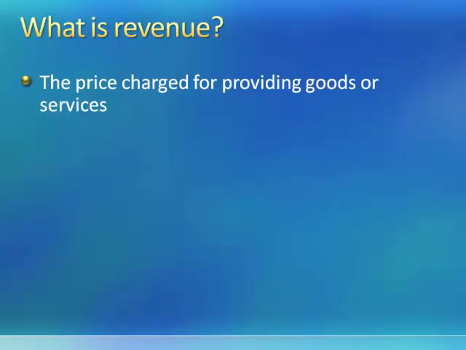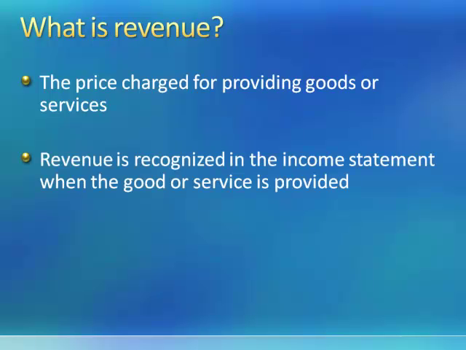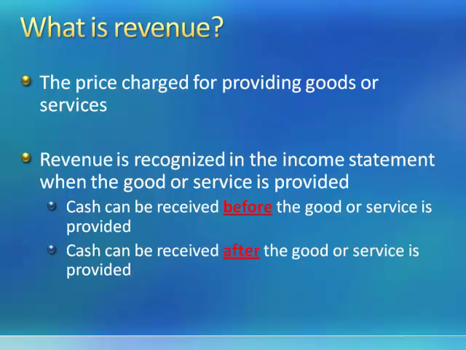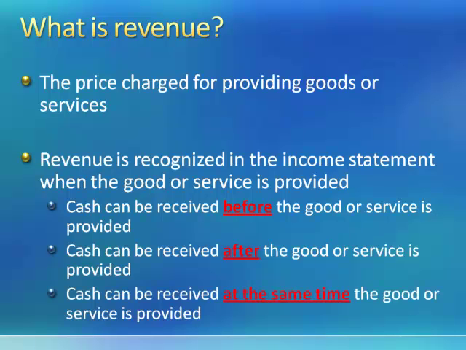So what is revenue? Revenue is the price that's charged for providing goods or services. Revenue is recognized in the income statement when the good or service is provided. This means that cash can be received before the good or service is provided, cash can be received after the good or service is provided, and cash can be received at the same time the good or service is provided. Regardless of when cash is received, revenue is recognized when the good or service is provided. Recognized is just another way of saying when it is reported on the income statement.